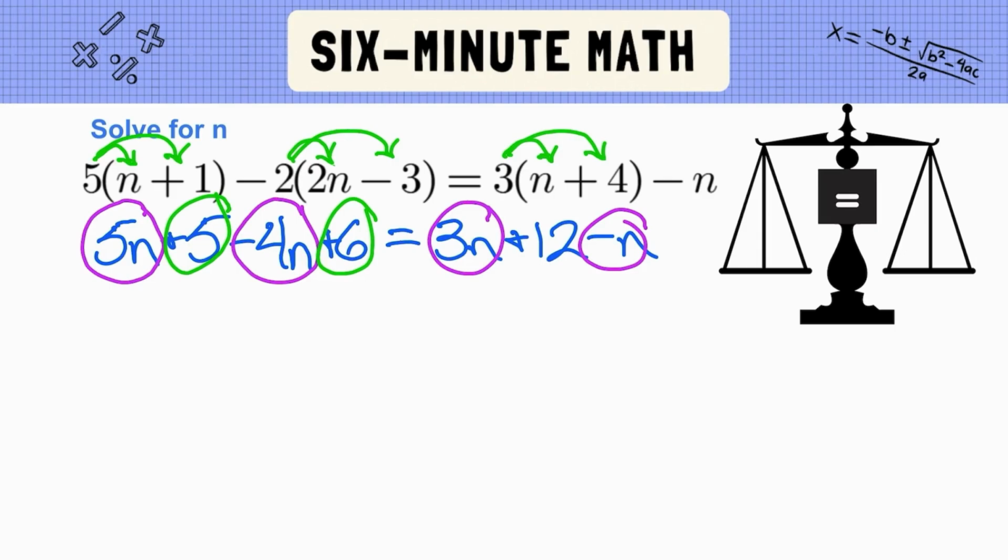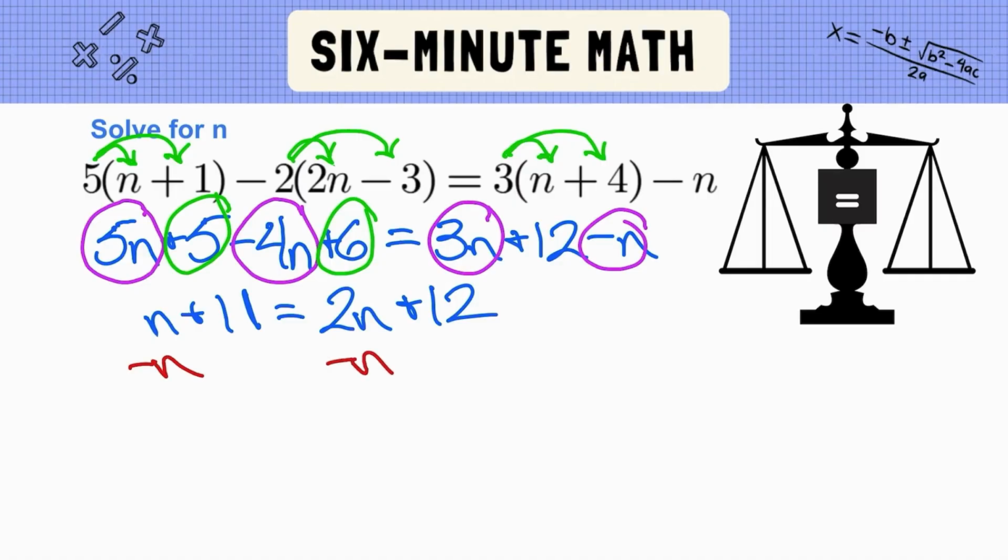So after I do those combining, I'm going to have n plus 11. 5n minus 4n is n, and then 5 plus 6 is 11. That is going to equal 3n minus n is 2n plus 12. I'm going to subtract an n from both sides to cancel out my variables on the left, which leaves me with 11 equals 2n minus n is n plus 12.